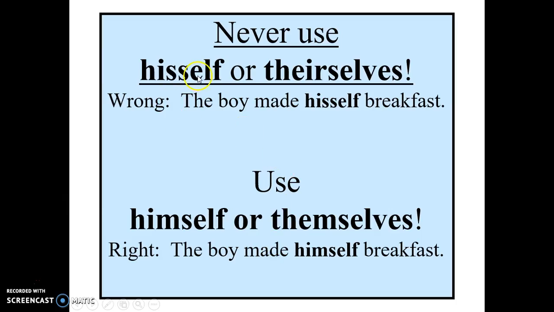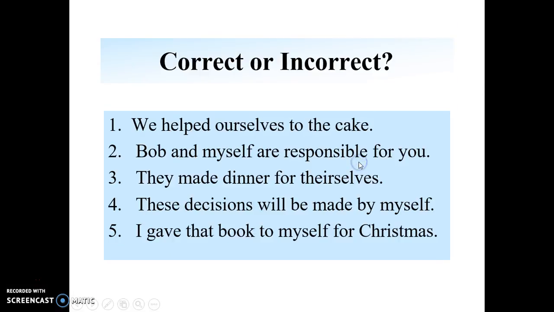The second rule: never use his self or their selves. They're not words. They're just not. Use himself or themselves. That's all you need to know. His self isn't a word, their self isn't a word. So write down that rule. Never use his self or their selves. That's all you have to write.